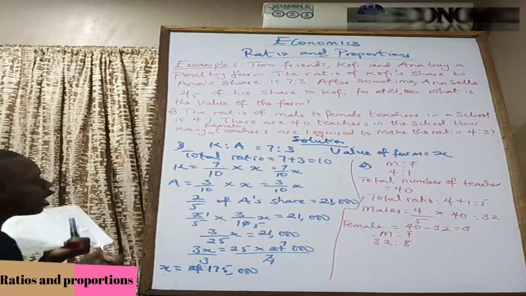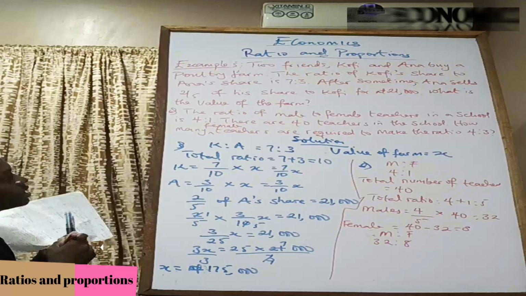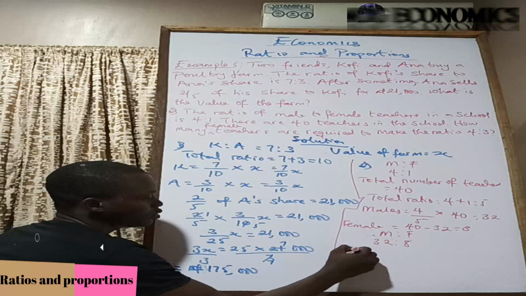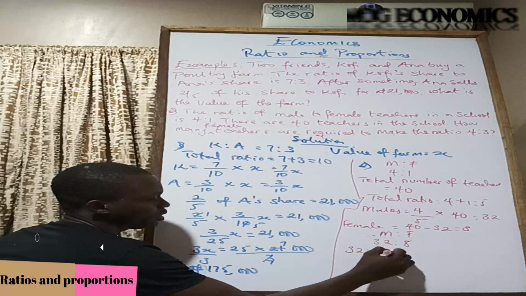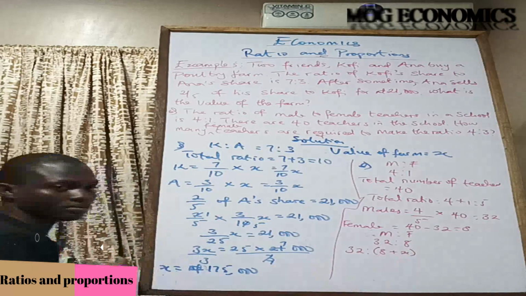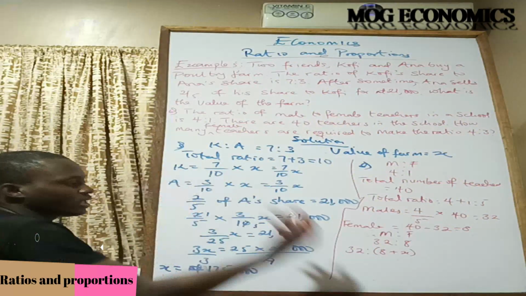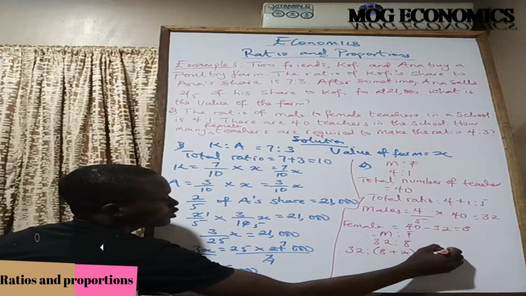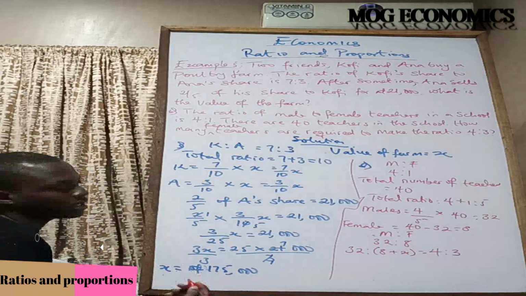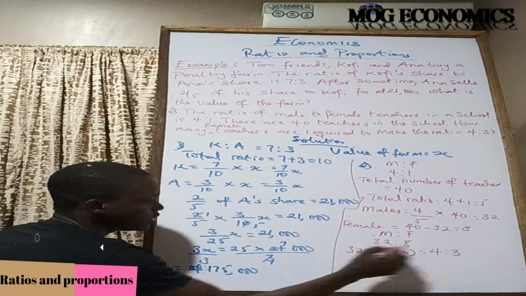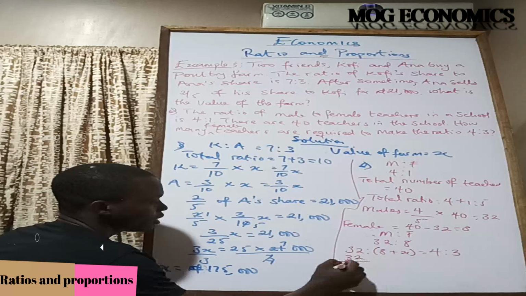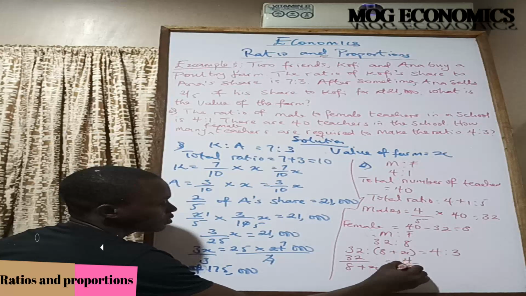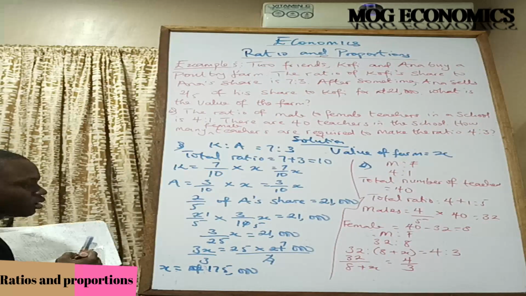So the question said how many females must be added to make the ratio 4:3? Since this is female, we still have the same 32 men. But then, how many more? So 8 plus what? 8 plus how many teachers was added will change this ratio to 4:3. That's the point. So from here, this is 32 divided by 8 plus x, which is equal to 4/3. By now, that is not a problem.